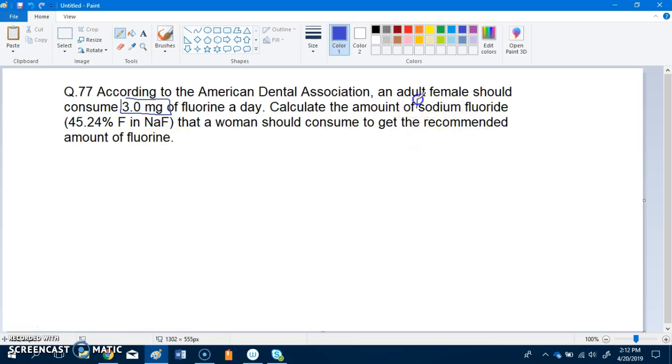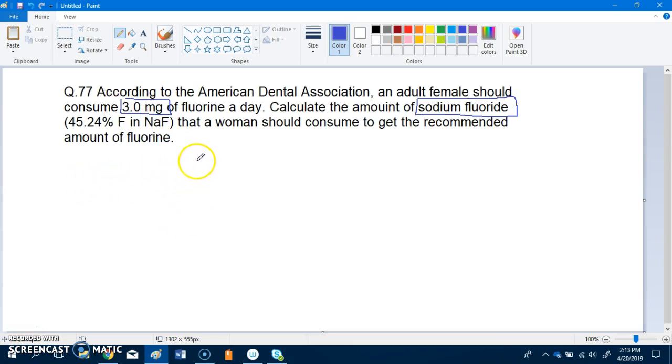So what they're saying is the sodium fluoride has fluorine in it. Actually, 45.24% of sodium fluoride is fluorine. If a woman needs 3.0 milligrams of fluorine a day, how many grams of sodium fluoride would she need to consume in order to get those 3.0 milligrams of fluorine?